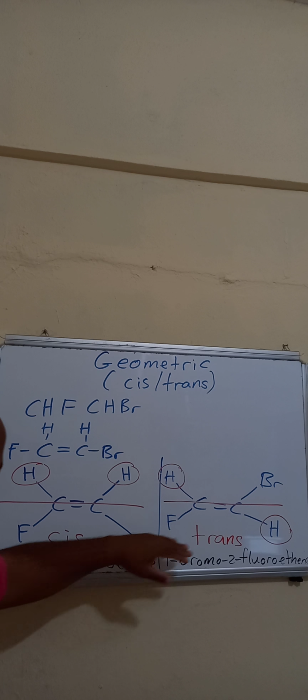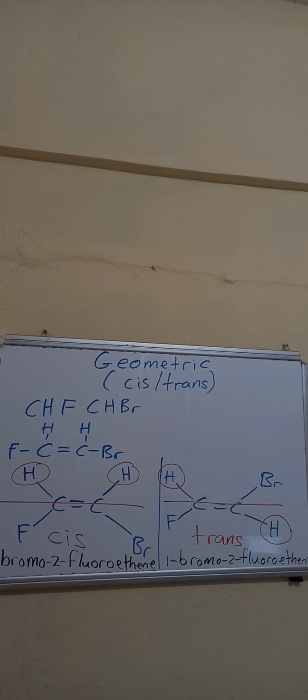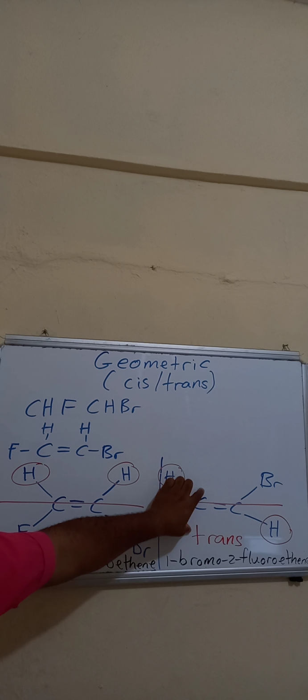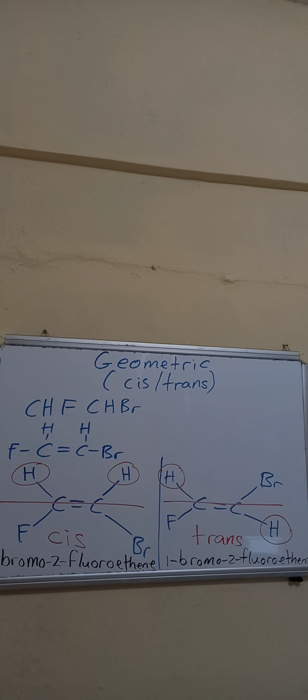So the cis and the trans, those are the isomers, because based on the spatial arrangement, they are different. So you have the cis configuration and the trans configuration. Alright? So let's work on the next example.